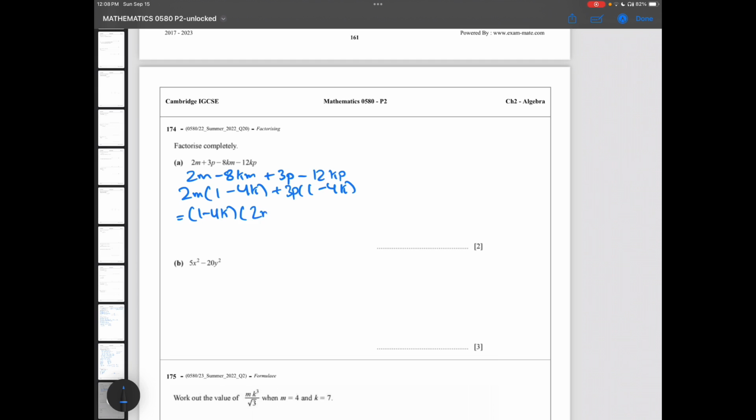And what is left is 2m plus 3p. So this has been factorized now. 1 minus 4k, 2m plus 3p. Factorize simply means just put the expression back into the brackets.